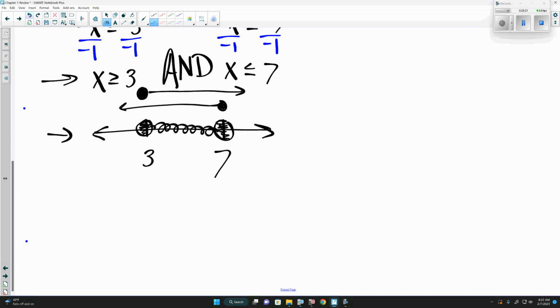Now, since 3 and 7 are both included, we'd have two brackets, and it'd be 3, 7. Smallest number is always on the left. Bigger number is always on the right. And really, the number of times that we shade is going to be the number of sets of parentheses that we have. If you think back to the homework for 1-7, when they went off in two directions, we shaded 2 spots. We had 2 sets of parentheses.